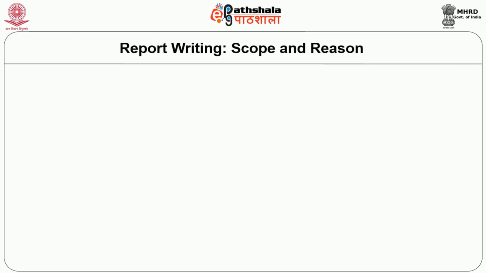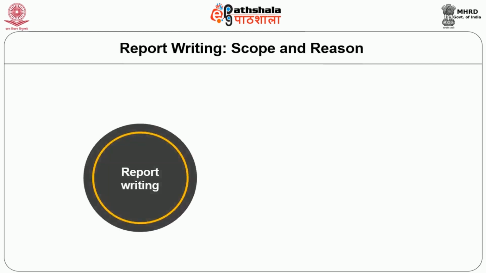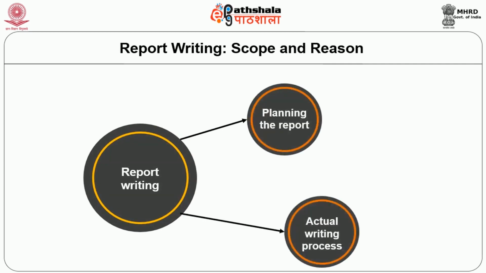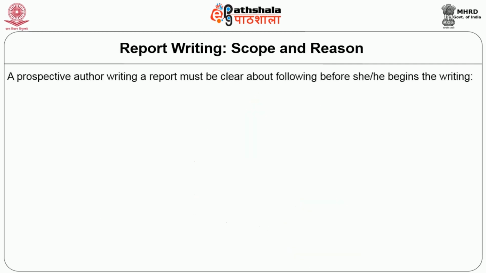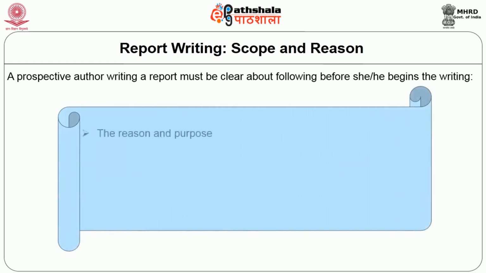Now we discuss the scope and reason for report writing. One can divide report writing into two stages, namely planning of the report and the actual writing process. A prospective author writing a report must be clear about the following before he or she begins writing. First, the reason and purpose, then the content of the report.